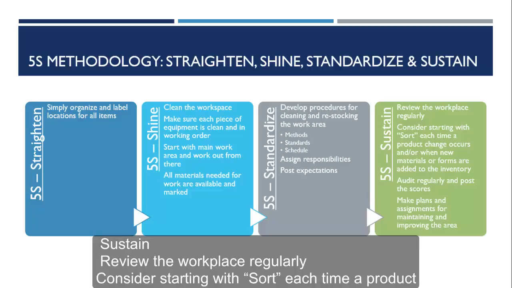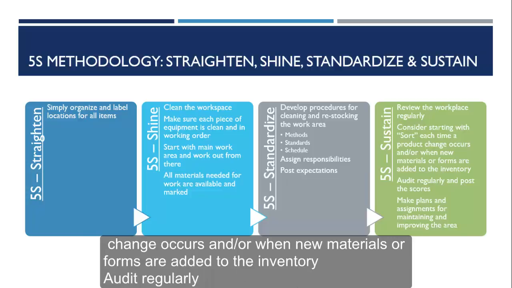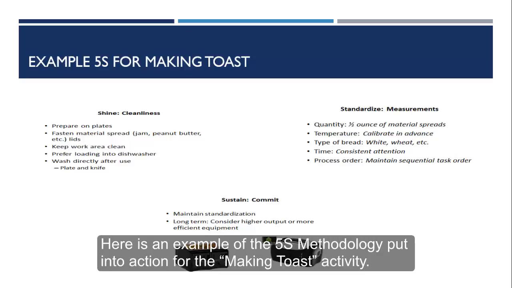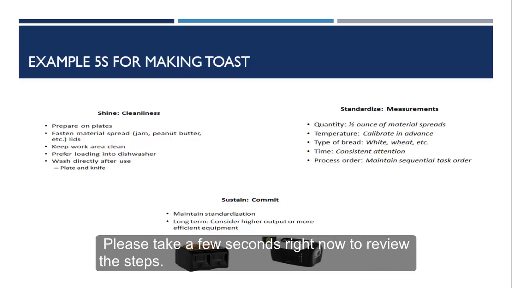And finally, sustain. Review the workplace regularly. Consider starting with sort each time a product change occurs and/or when new materials or forms are added to the inventory. Audit regularly and post the scores, and make plans and assignments for maintaining and improving the area. Here is an example of the 5S methodology put into action for the making toast activity. Please take a few seconds right now to review the steps.